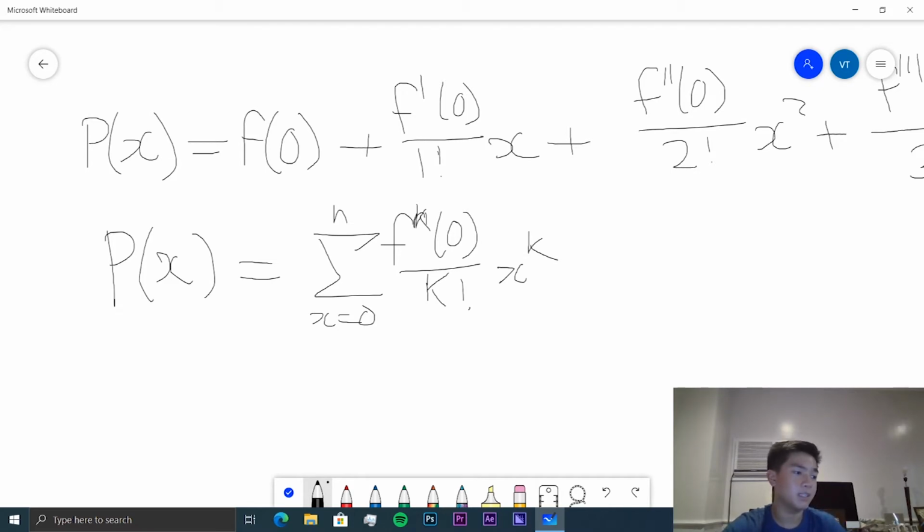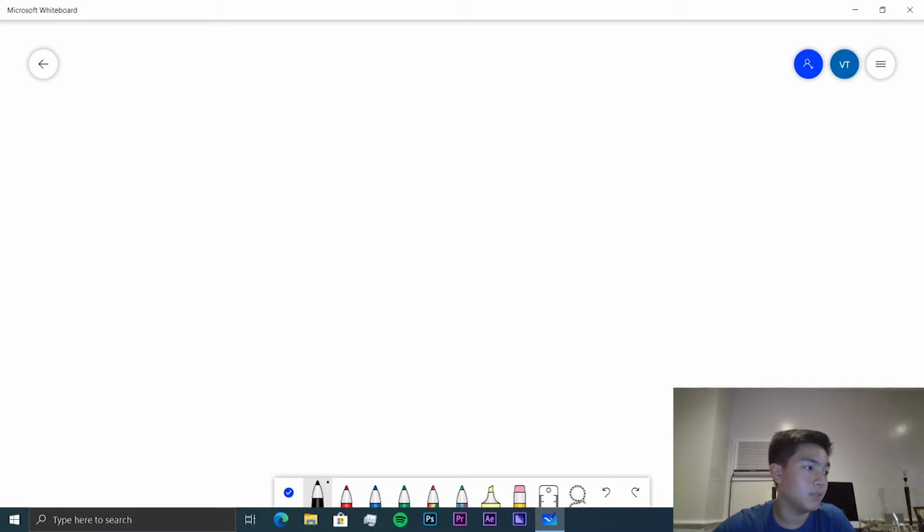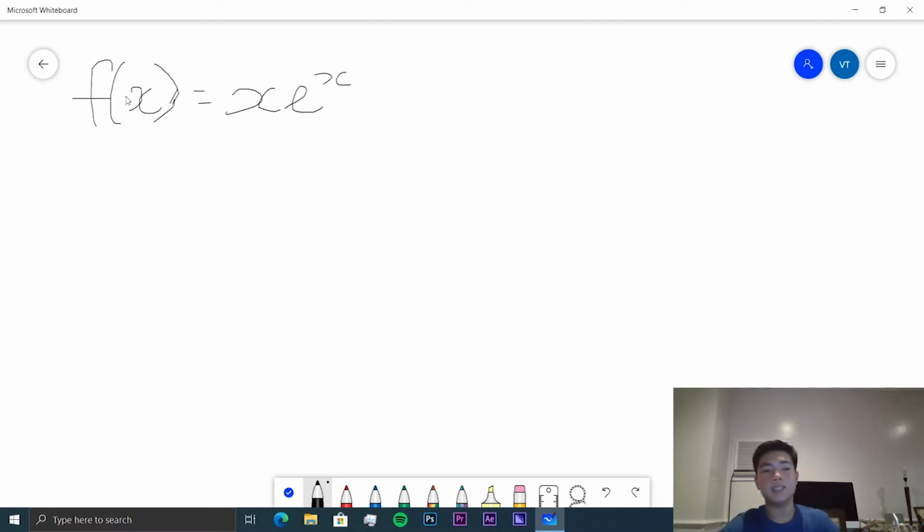So let's jump right into some questions which ask us to approximate some expressions using this polynomial expansion. So the first expression we need to do is f of x is equal to x times e to the x. So we need to approximate this as a polynomial to the fourth order. So that would be up to x to the power of 4, I believe. So how do we approximate this? First of all, we need to get f of 0, and f of 0 will be equal to, well, 0, since 0 times e to the 0 is 0.